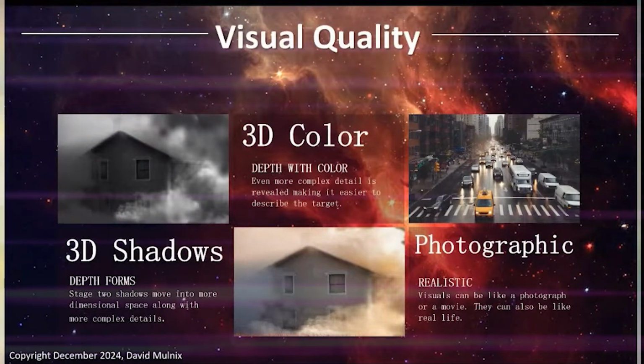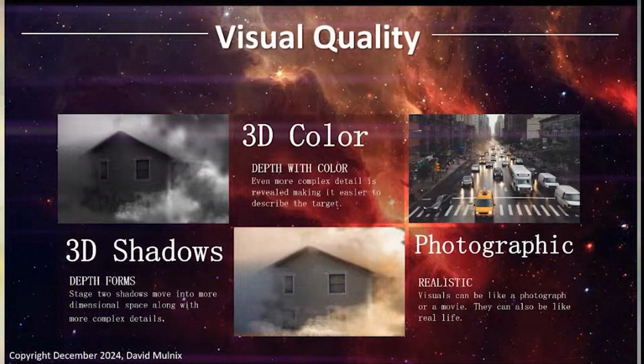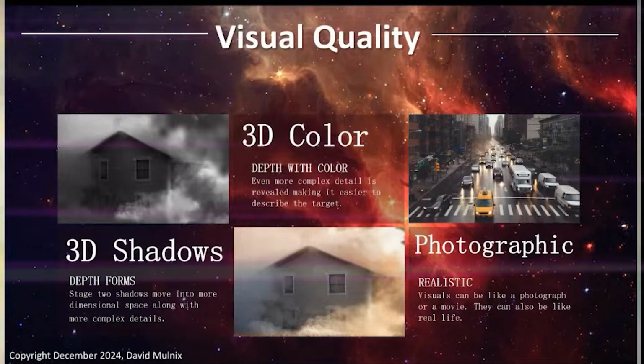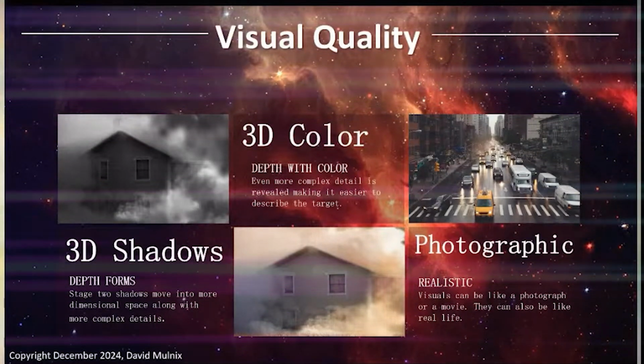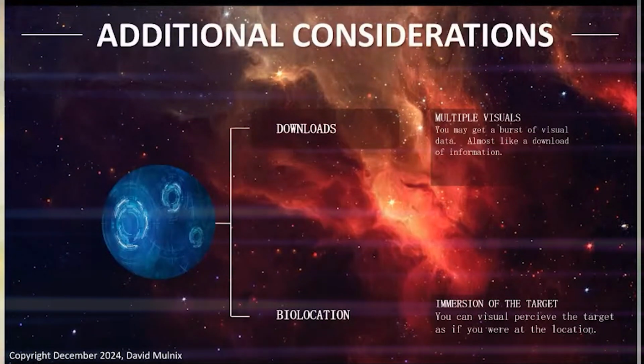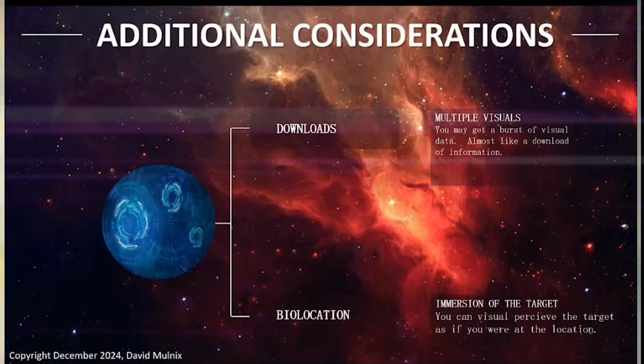So you can move through these ranges as a beginner, usually from lines, shadowy forms or clouds or static or pixels or something like dots, things of that nature, to more photographic, which can have motion and all sorts of stuff. What are some of the additional considerations with visuals?